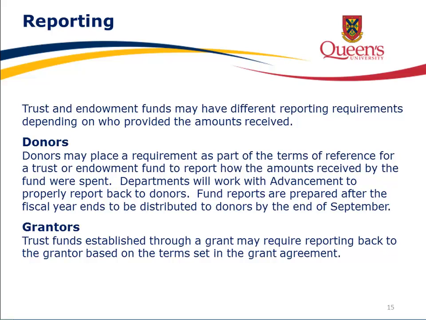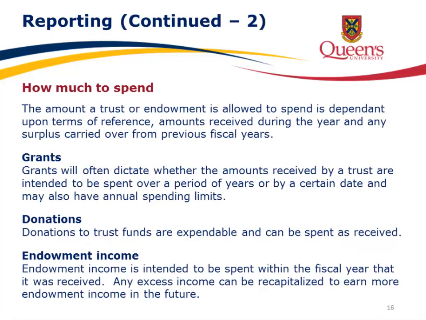Donors may place a requirement as part of the terms of reference for a trust or endowment fund to report how the amounts received by the fund were spent. Departments will work with Advancement to properly report back to donors. Fund reports are prepared after the fiscal year ends to be distributed to donors by the end of September. Grantors. Trust funds established through a grant may require reporting back to the grantor based on the terms set in the grant agreement.